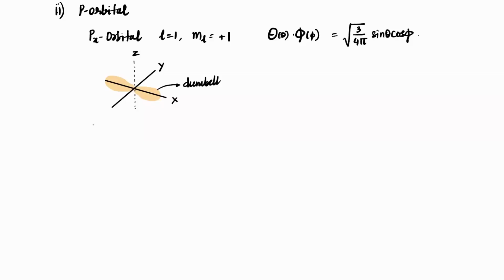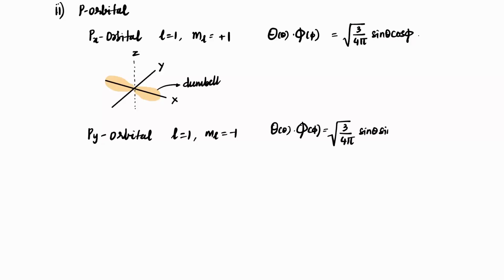Same way, if I talk about the py orbital, where L is equal to 1 and ML is equal to minus 1, then theta of theta and phi of phi is found to be under root of 3 by 4 pi into sine theta sine phi, which again suggests that this time the orbital must be along the y axis.